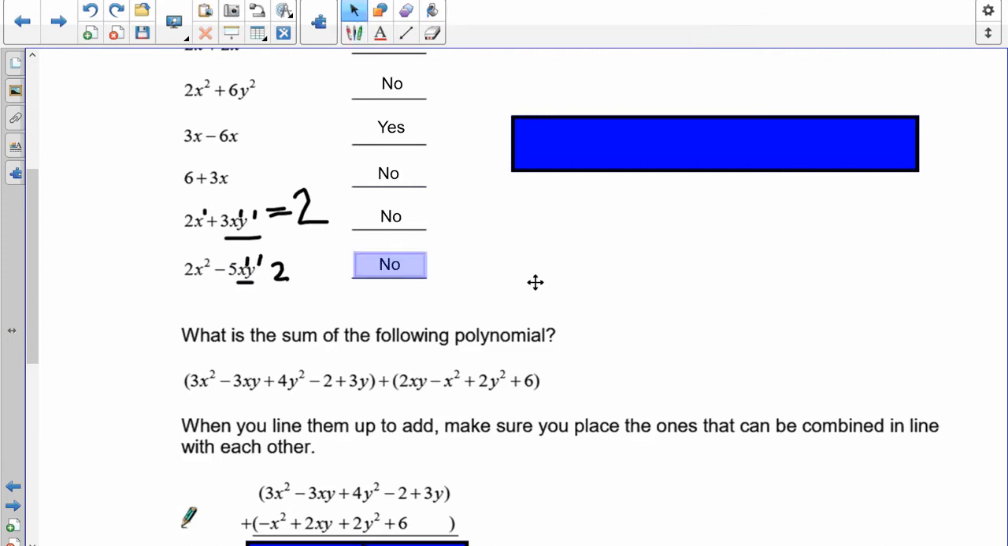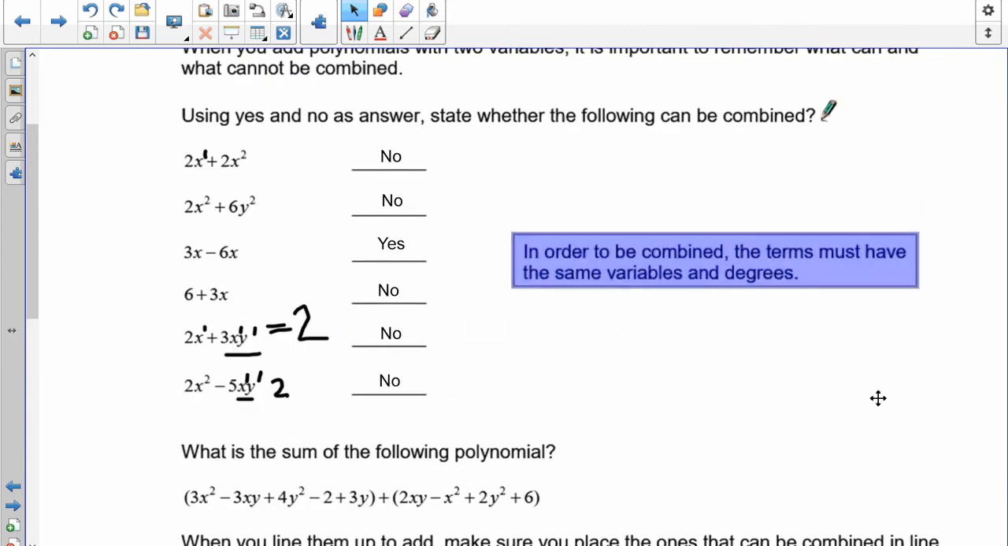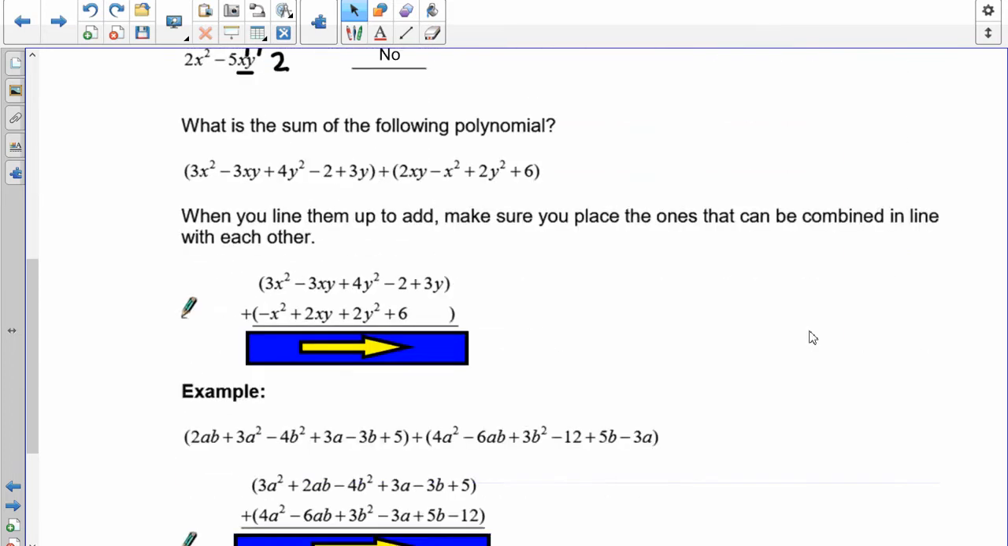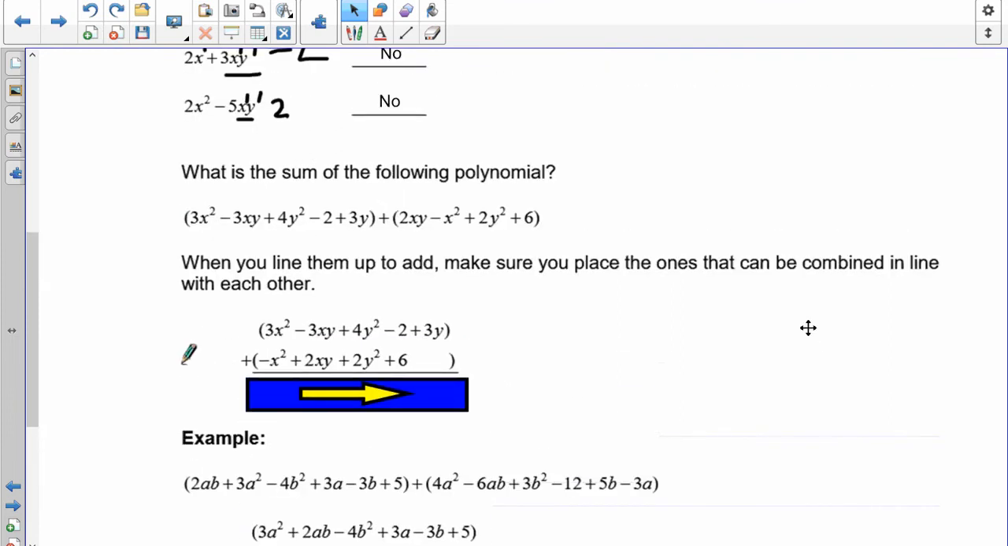So in order to make sure you know what you're doing, here's the rule. In order to be combined, the terms must have the same variables and the same degrees. Okay, now what I want you to do here, I've already organized them for you. So let's see how you do on this one. Pause the recording and set it up and do it, okay?